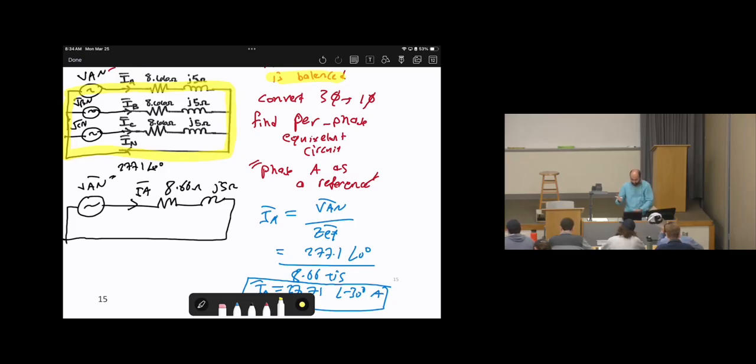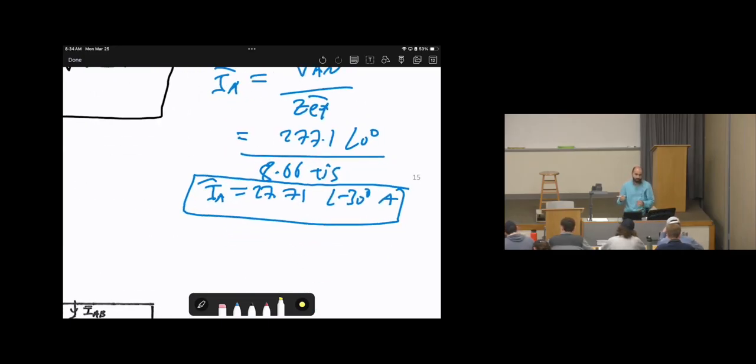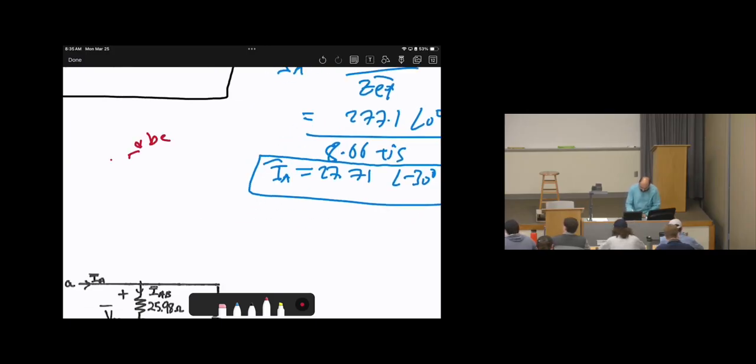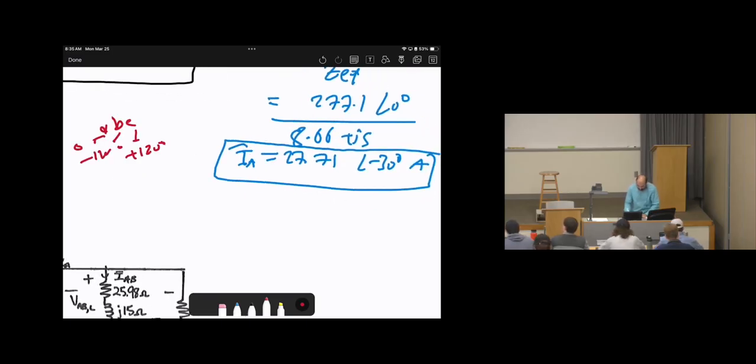Recall, the system is balanced. Balanced means same magnitudes. How about the angles? 120 degrees, right? So the default is positive sequence. Here is A, B, C: A with 0, B with negative 120, C with positive 120. So we can use this nice result since it is balanced. Then IB will be IA times 1 angle negative 120 degrees. So it will be the same magnitude, 27.71 angle negative 120 minus 30, which is negative 150 degrees amperes.